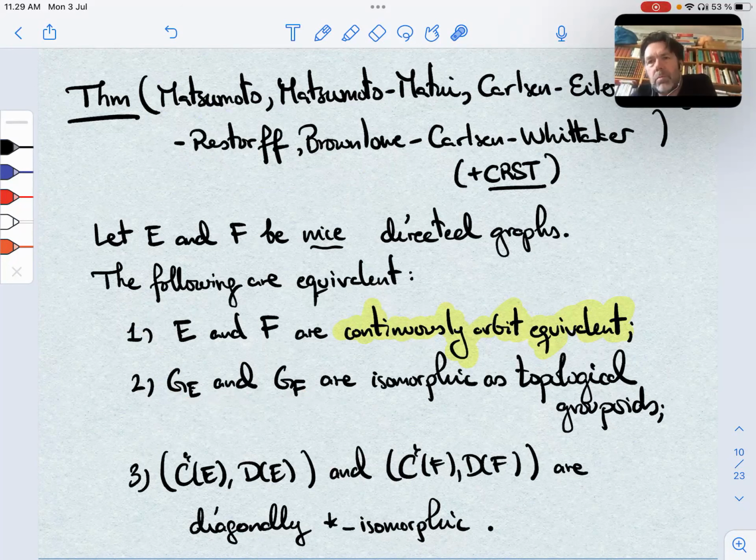And it also gives you an isomorphism of C-star algebras. And the way this isomorphism is constructed, you can see that it actually takes the diagonal onto the diagonal. And we call these diagonal star isomorphisms. So you might want to think, well, how well does this information remember the original dynamics? In the best of all worlds, you would hope that it's exactly the same as conjugacy. But this very nice theorem tells you that this is actually not the case.